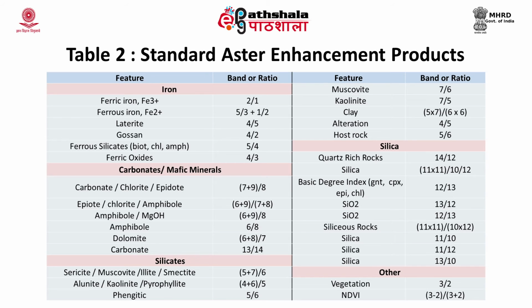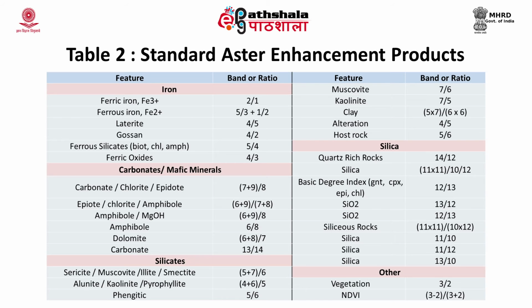And if you have silica-rich minerals, for example, quartz-rich rocks, then you can go for the TIR bands, like 14 by 12. If you have simple silica, then you can go for 11 by 10 or 12. If you have other minerals like garnet, clinopyroxene, epidote, chlorite, you can use 12 by 13. For the different types of silica, you can go for different types of band ratio.